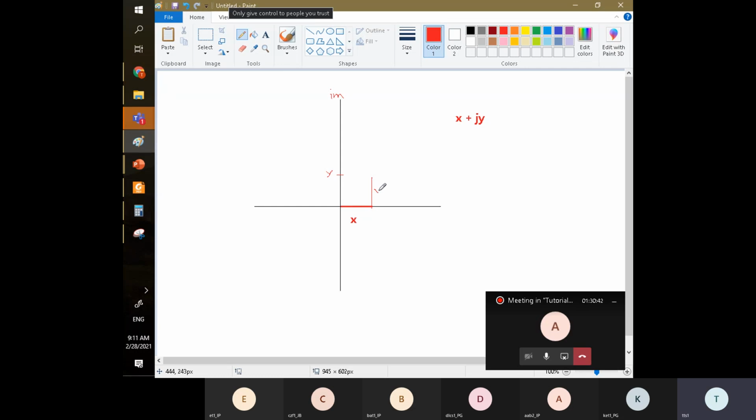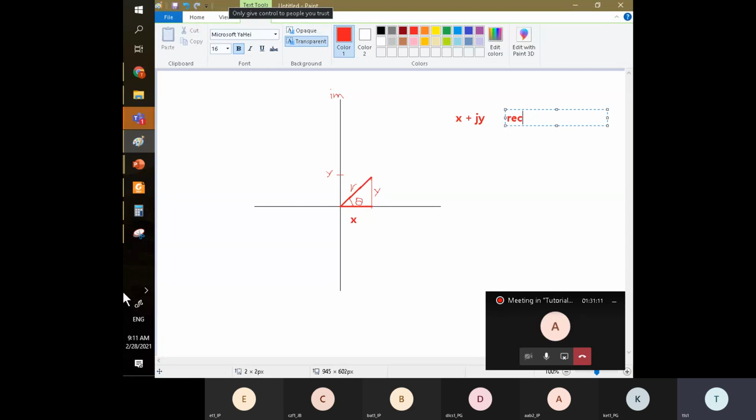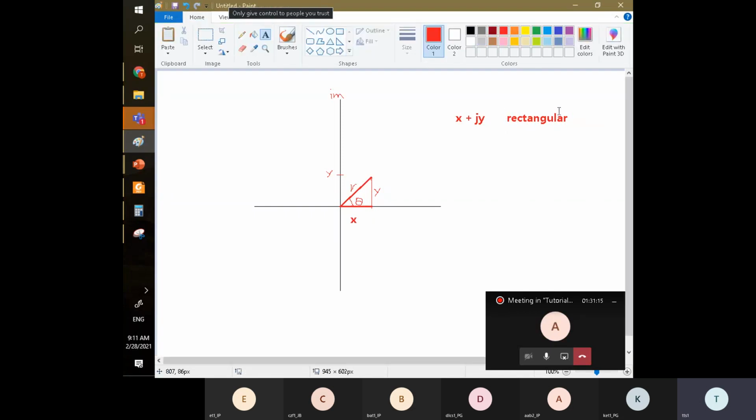The height. Okay. If you look at the triangle, this is the height, right? And here we call the R. Let's call this one R. And let's say here we got one angle here. So this is called the rectangular form. This one you should learn, right? This is called a rectangular form. The other one is called the polar form.